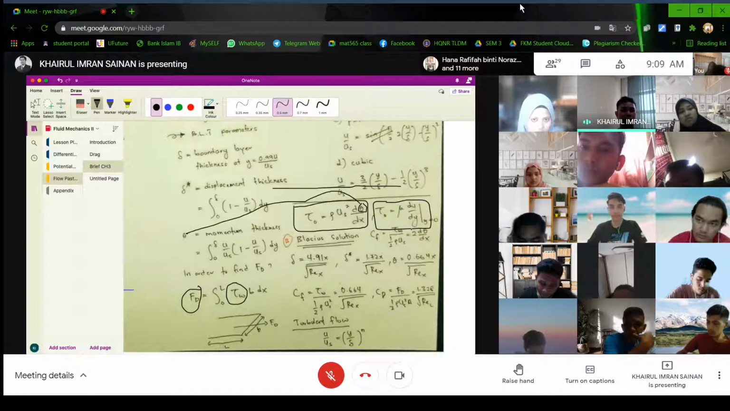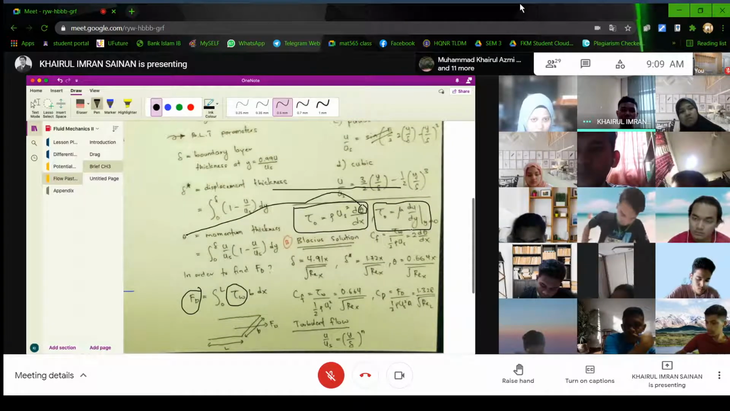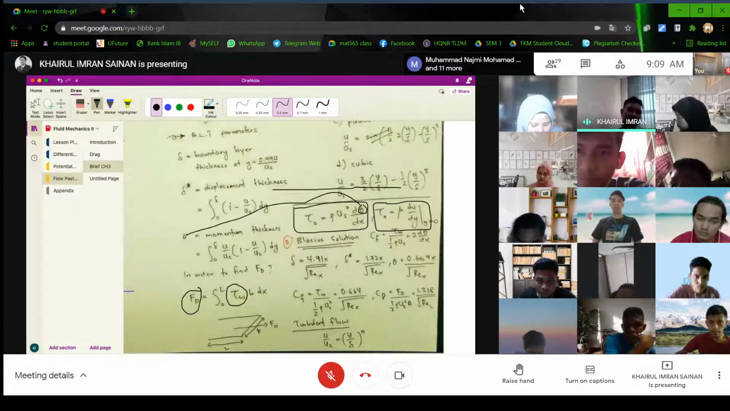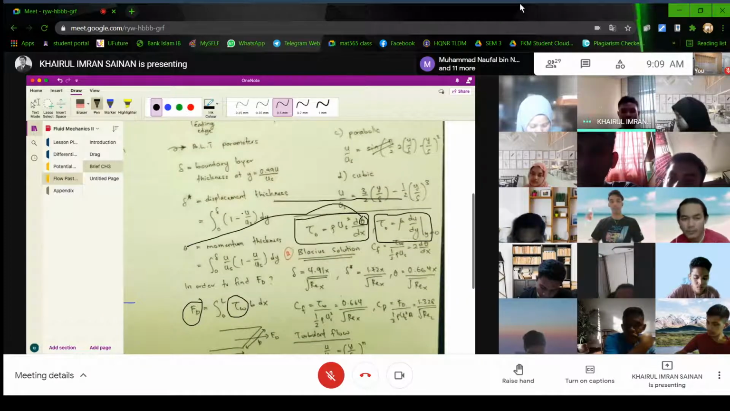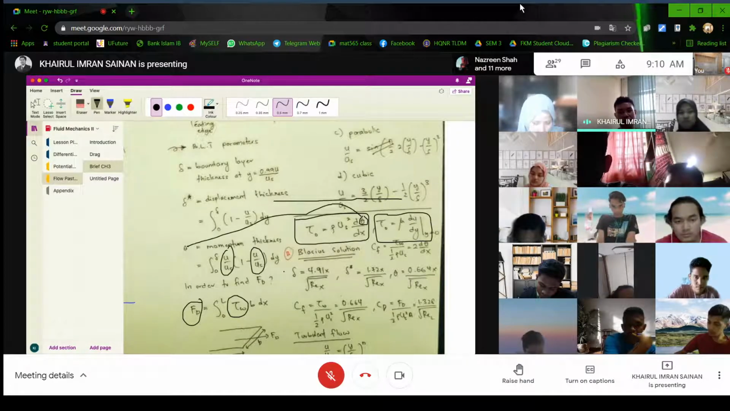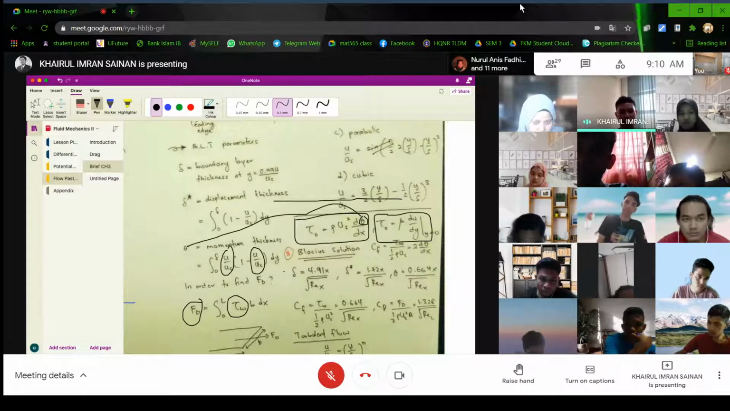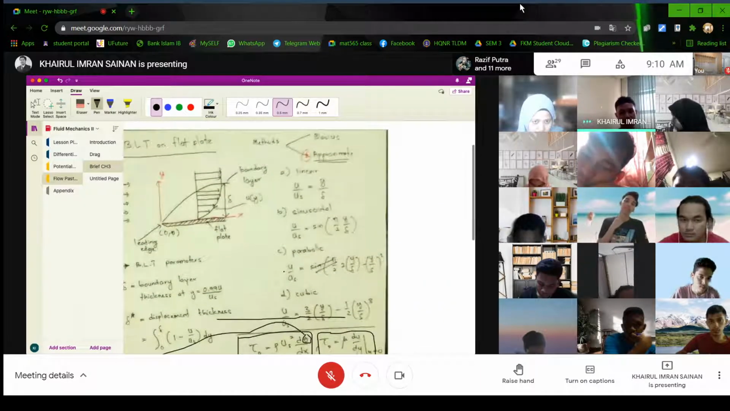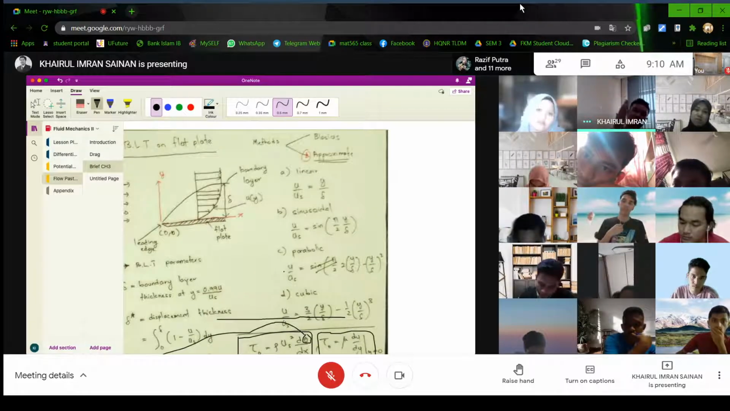So that's how it works in this chapter. Okay. So in order for us to determine theta, which is momentum thickness, take a look at the equation. In fact, all of them have 1 minus u divided by u stream. So u divided by u stream is the representation of the equation of velocity profile. Okay. Now we go to the velocity profile equation.